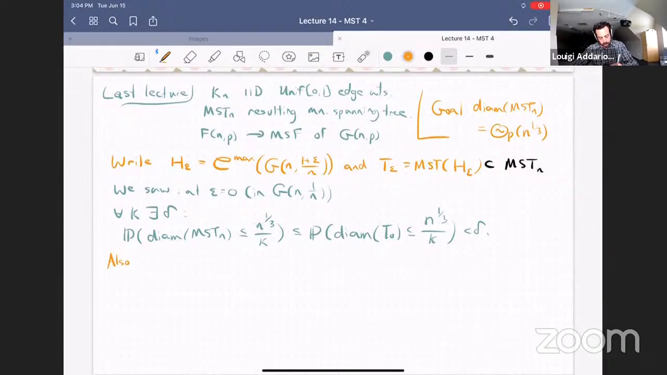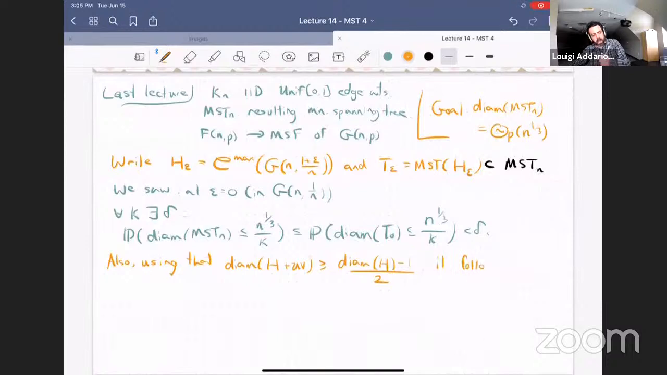Then I'd also left you with a way to start to think about upper bounds on the diameter of T_0 in terms of the diameter of the corresponding component of the critical random graph. That was this exercise that said that if I take some graph H and add an edge UV to it, then that can't cause the diameter basically to go down by more than a factor 2.